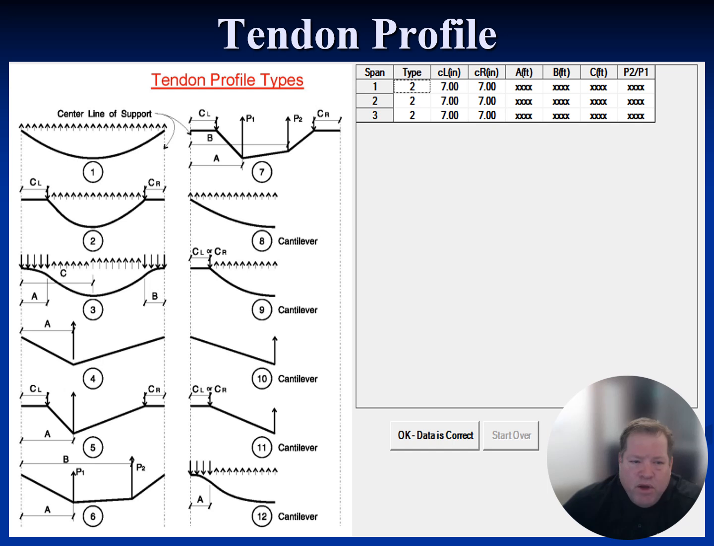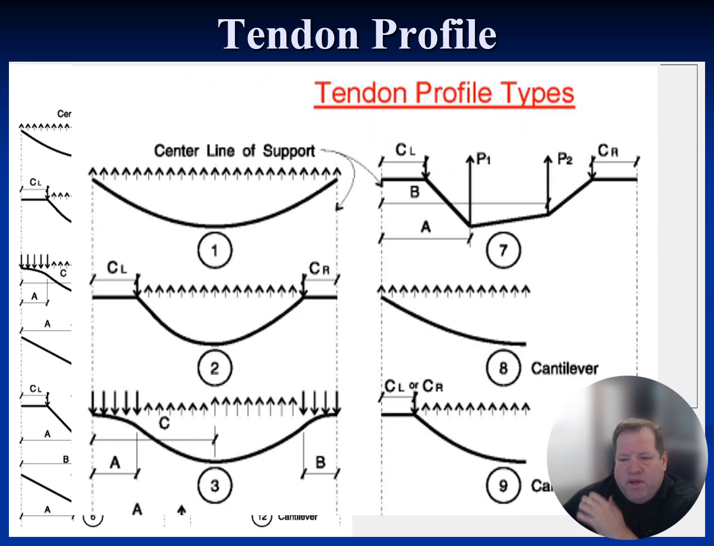Number 1 right here, you can see it as a simple parabola from the support center line to the support center line. That is only used for academic purposes. That's not how they build things in the real world. So typically we're using 2 or 3: flat over the column, or 3 has a little bit of reverse curvature. For simplicity, we're going to use number 2 in these situations.